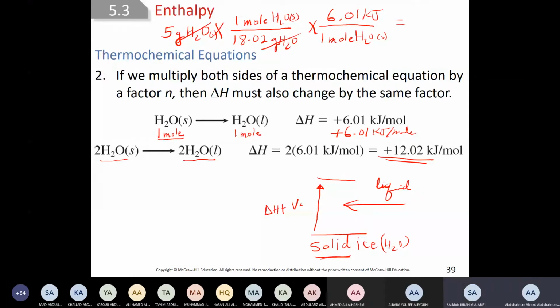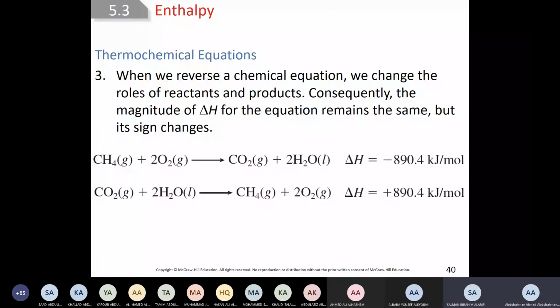Is this clear? Yes. How did you get the enthalpy? It's 6.01. It's given to you. I will give it to you.